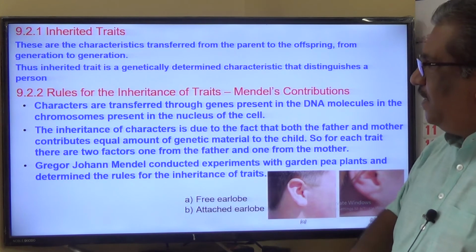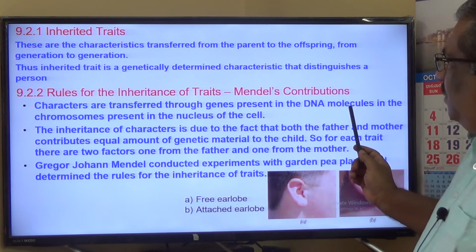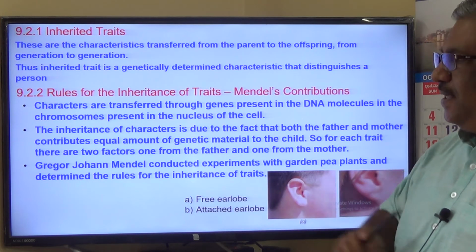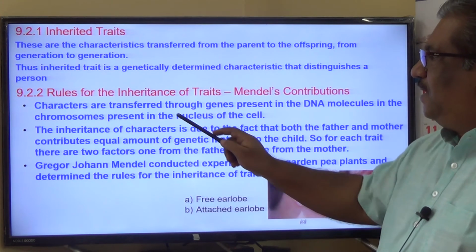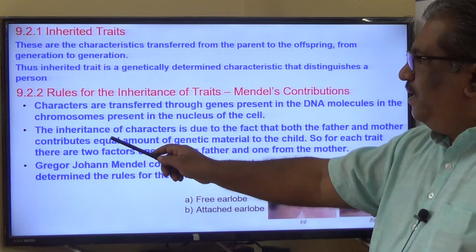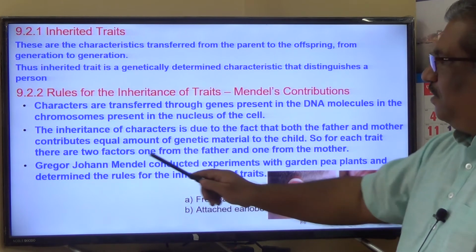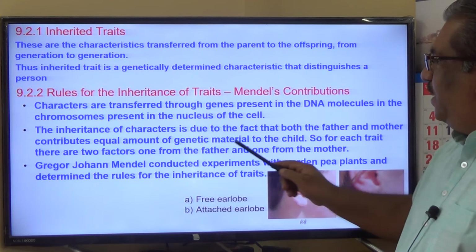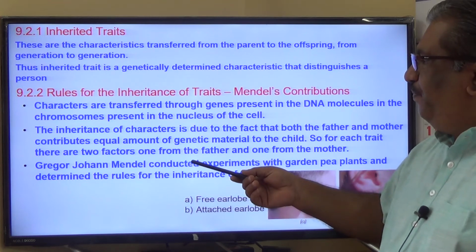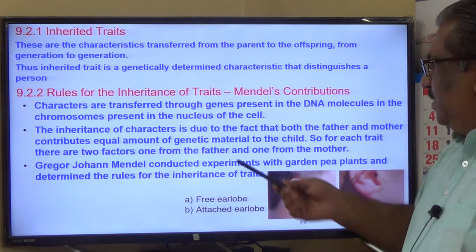So let us see what the points are here. Characters are transferred through genes present in the DNA molecules, and DNA molecules are present in the chromosomes, and chromosomes are present in the nucleus of the cell. So basically, characters are transferred through genes from parents to their offsprings. The inheritance of characters is due to the fact that both father and mother contribute equal amounts of genetic material to the child.